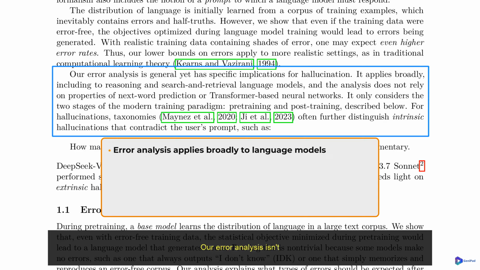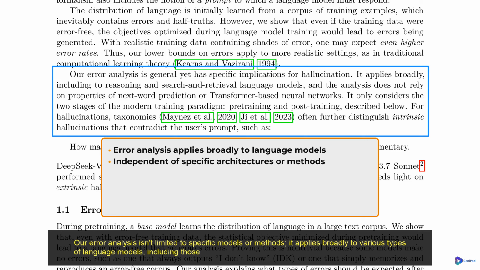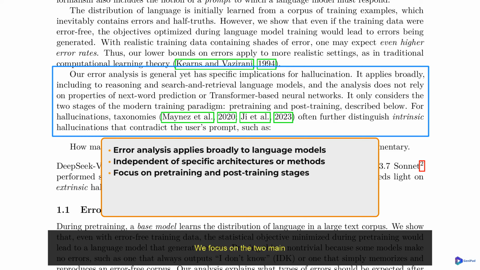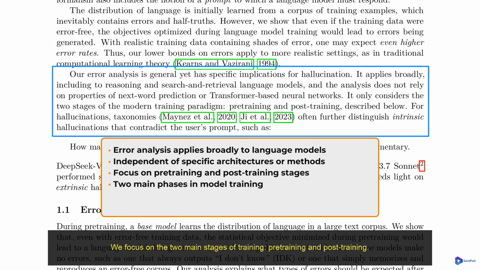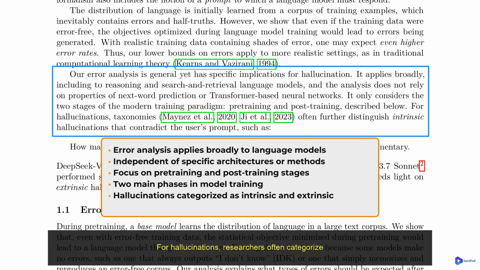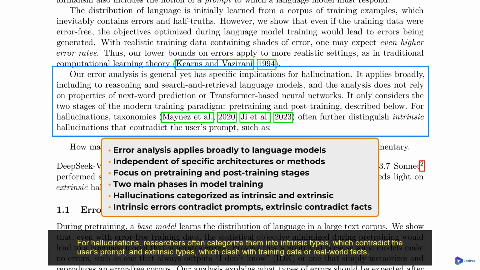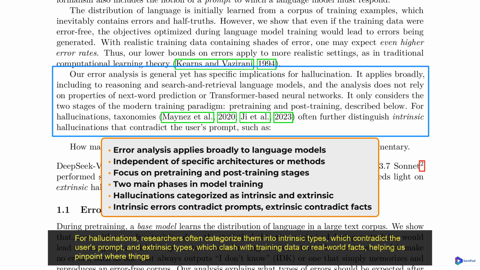Our error analysis isn't limited to specific models or methods. It applies broadly to various types of language models, including those used for reasoning or retrieval, and doesn't depend on details like next word prediction or transformer architectures. We focus on the 2 main stages of training, pre-training and post-training. For hallucinations, researchers often categorize them into intrinsic types, which contradict the user's prompt, and extrinsic types, which clash with training data or real-world facts, helping us pinpoint where things go wrong.